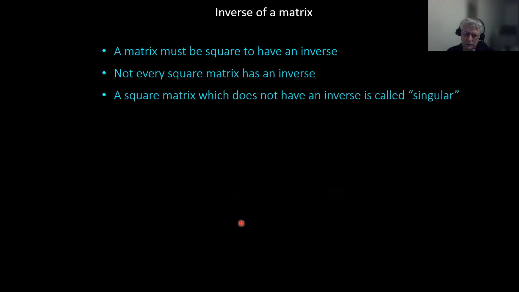Now, certain rules apply. If a matrix is going to have an inverse, it's got to be square. Not every square matrix has an inverse, and if it doesn't, we call that matrix singular. And this is going to be important later on. Just because a matrix is square doesn't mean it has an inverse. And then concepts like non-uniqueness start to come into the equation. We'll talk a lot about that in the next webinar.